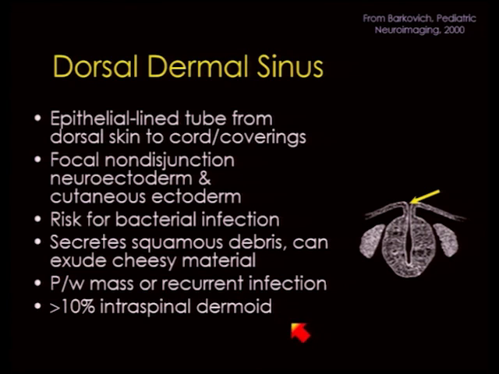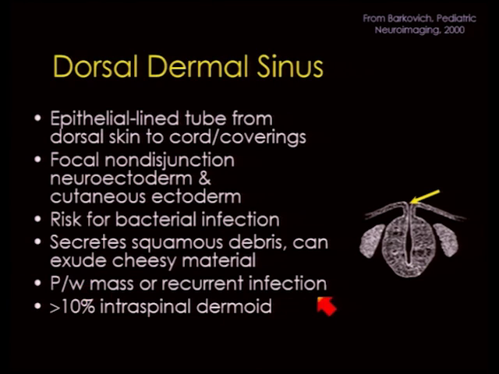This is an epithelial lined tube that runs all the way from the dorsal skin surface to the spinal cord or coverings. You have to expect that this goes to the neural elements until proven otherwise. This is an area of focal non-disjunction of cutaneous ectoderm and neural ectoderm, almost as if there's a spot weld and you have a little bit of a defect. It's important because these patients are at risk for bacterial infection. You've got an open canal that runs all the way from their skin surface down to their neural elements.